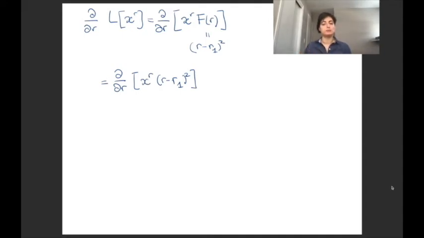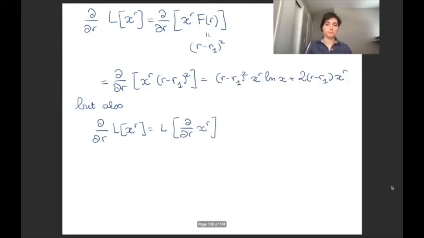So if we're taking the derivative with respect to r of this, where we remember that f of r is a parabola with a double root, so it can be written as (r minus r1) squared, we're taking the derivative with respect to r of something that we know exactly how to write. It's x to the power r times (r minus r1) squared. And if we write it down, well, the derivative with respect to r of x to the r is x to the r times logarithm of x. So we have something of the form (r minus r1) squared x to the r logarithm of x, plus 2 (r minus r1) x to the r.